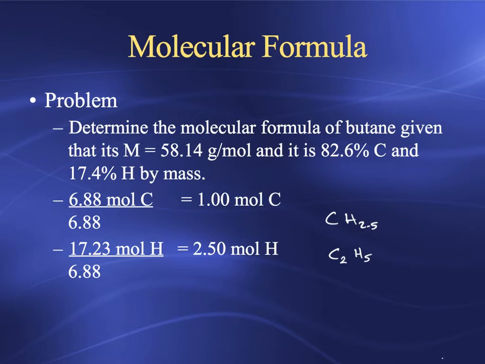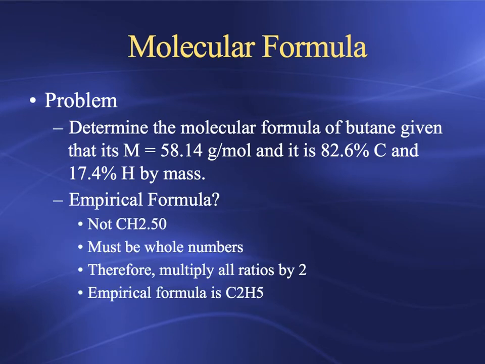You might have experienced some of that on the Section 3 homework. You might have encountered one that ended in something like 0.3333 repeating, or 0.25, or 0.5, and thought, well, that's weird. You can't end with something like that. It's got to be a whole number. Therefore, we multiply all the ratios by 2, and we end up with the empirical formula, C2H5. Don't leave it as CH2.5. That's not a thing. It's got to be a whole number ratio.